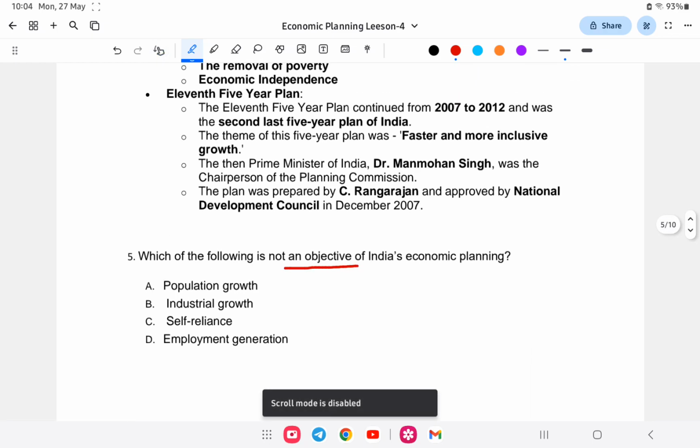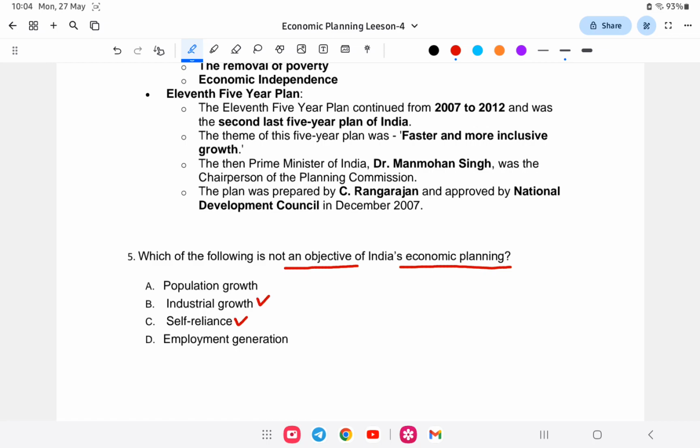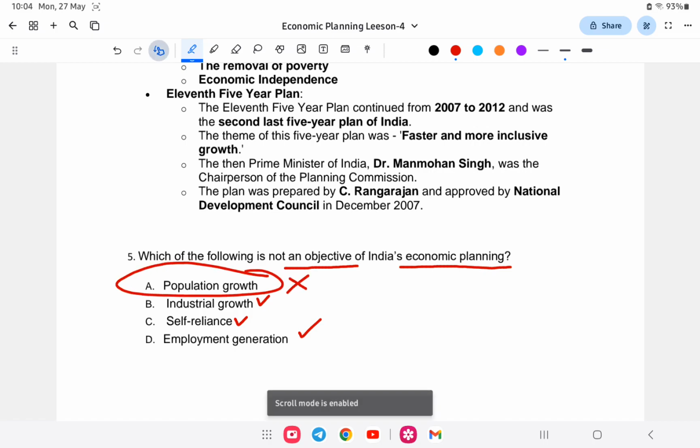Which of the following is not an objective of economic planning? Economic planning aims at industrial growth, self-reliance, economic growth and employment generation. Population growth was not an objective of economic planning.